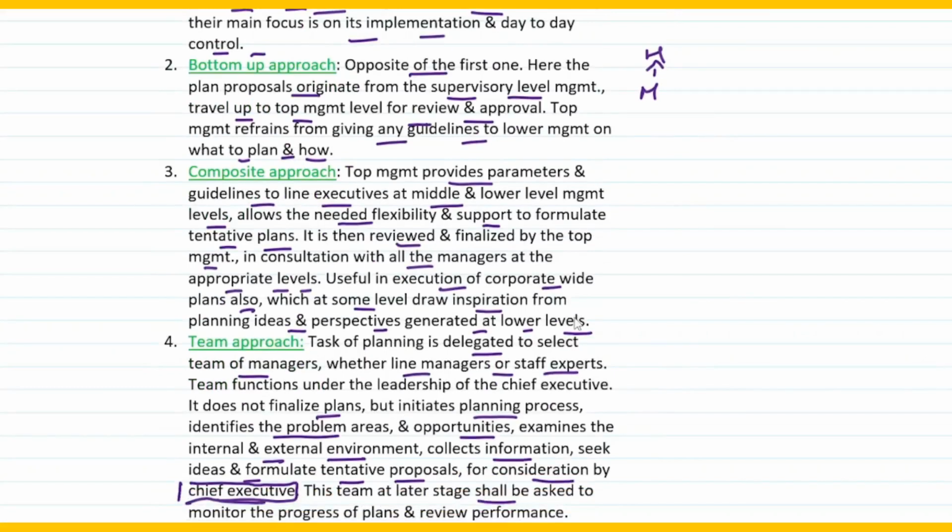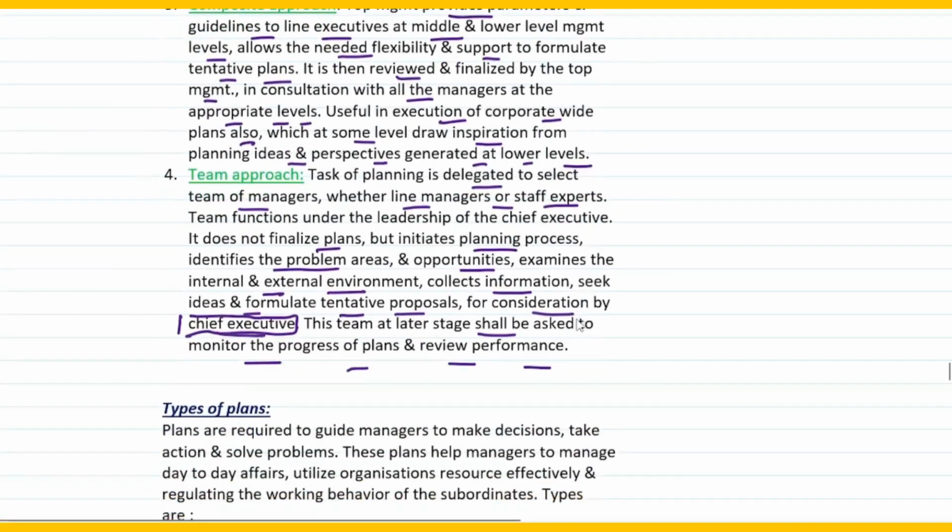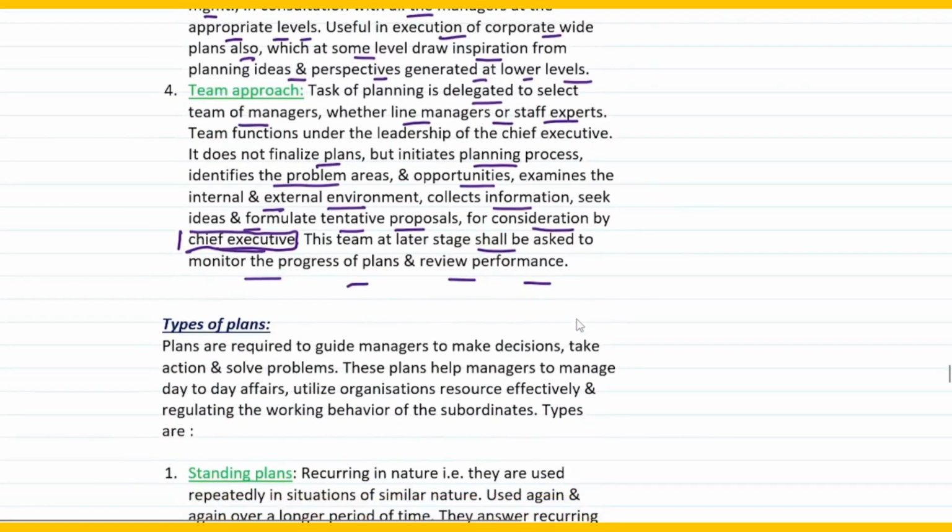Now the composite approach: basically, top management gives certain parameters and guidelines that are passed on to the lower and middle management. They will decide, but it will be a tentative plan, that means a temporary plan. It is then reviewed and finalized by the top management in consultation with all the managers. But the team approach is what? Team approach is basically a team that is made for the planning. It can consist of the line managers or the staff executives, but again it should be what? It should be a tentative proposal only.